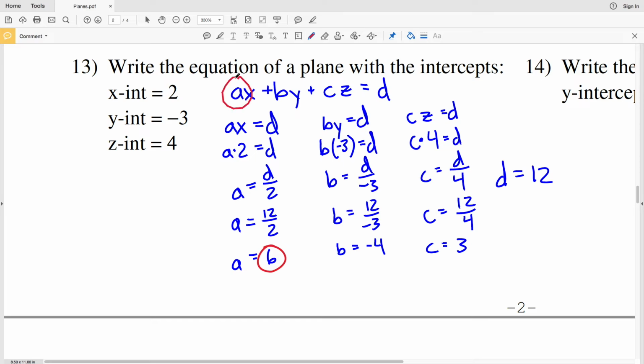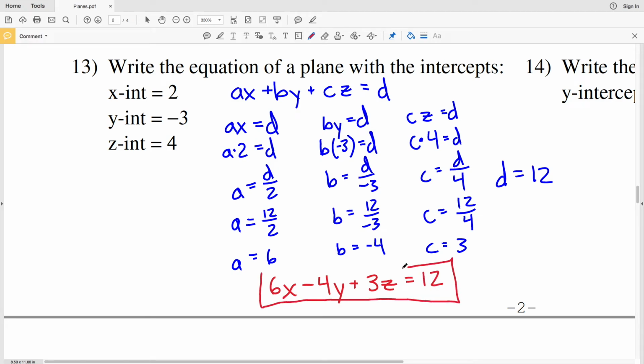So plugging 6 in for a, we'll get 6 times x plus plugging -4 in for b, as opposed to adding a -4, I'll simply subtract 4 times y, and then plugging 3 in for c, I'll be adding 3 times z, and that will equal, plugging 12 in for d, 12. And that's my solution in number 13.